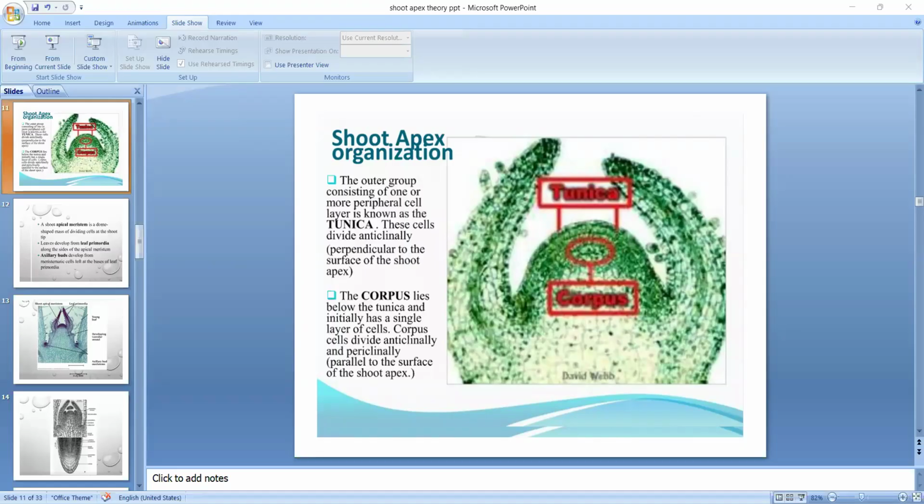That is the corpus. See here, a shoot apical meristem is a dome-shaped mass of dividing cells at the shoot tip. See here in this dome-shaped structure. You observe in this picture what dome-shaped means. Okay. In the next picture, you have observed that this is the shoot apical meristem, and these are called the leaf primordia.